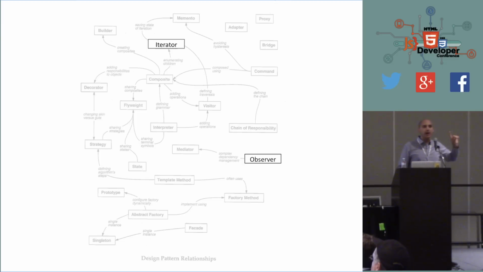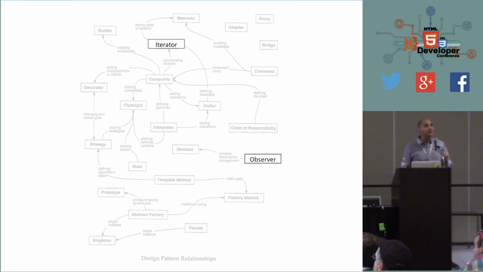We're going to be talking a lot about the iterator and observer pattern because they're the key to how we can really start to write asynchronous code in a much more elegant way than we have before in the web community. Just to rewind a little, you'll notice there that the Gang of Four didn't think the iterator pattern and observer pattern were related. There's no line that goes between these two patterns.